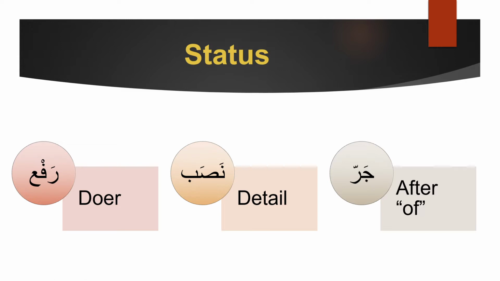In Arabic, there are also 3 forms of status. The first status is rafa, the doer. The second is nasab, the detail. And the third is jar, the after of. You don't know what this means? We are going to understand them with examples. Examples are the best way to understand them. Just know that there is rafa, nasab, and jar. Simplified, rafa is the doer, nasab is the detail, you don't know what it means yet, and jar is after of.